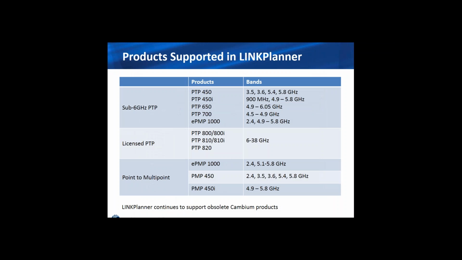So what products are supported in LINKPlanner? We have a number of unlicensed products in the sub-6 GHz band through the 450, 650, 700 and ePMP are primary ones at this point in time, and in the licensed band we have the 800, 810 and the 820. In point-to-multipoint we have the ePMP, 450, 450i families.